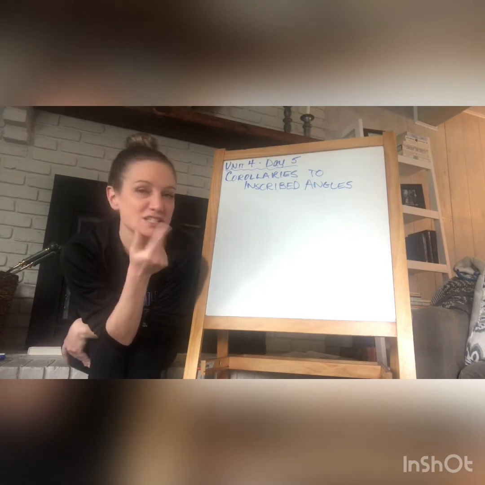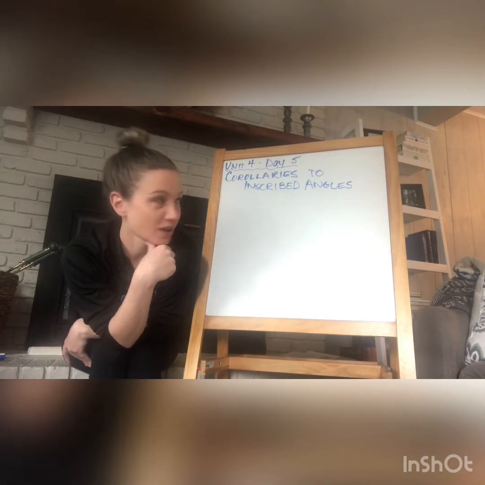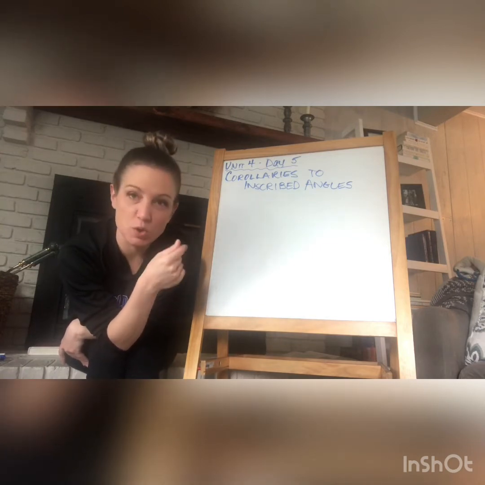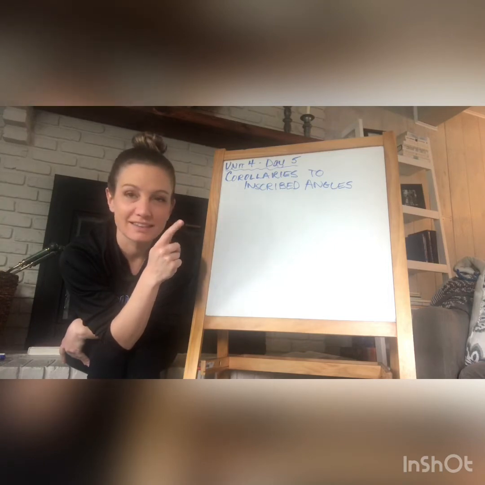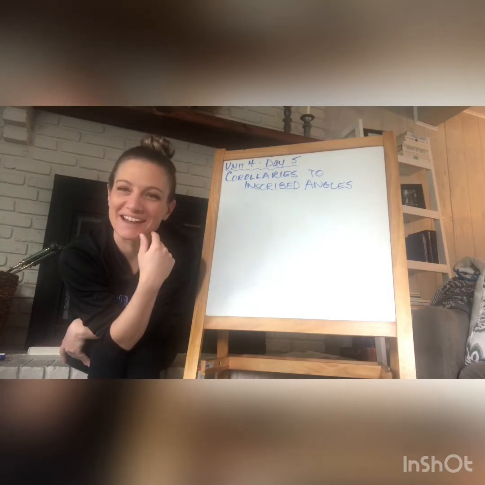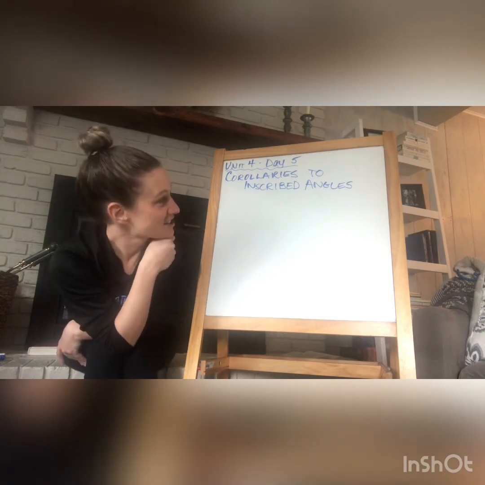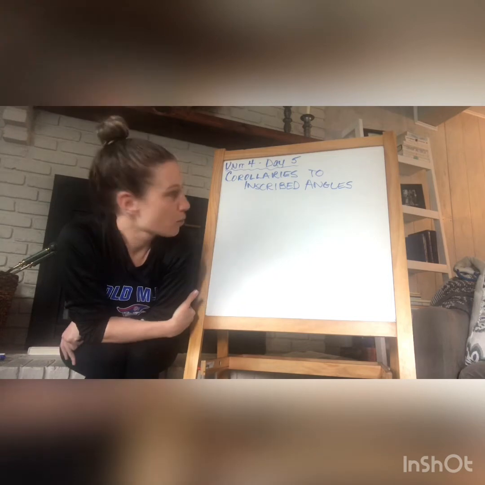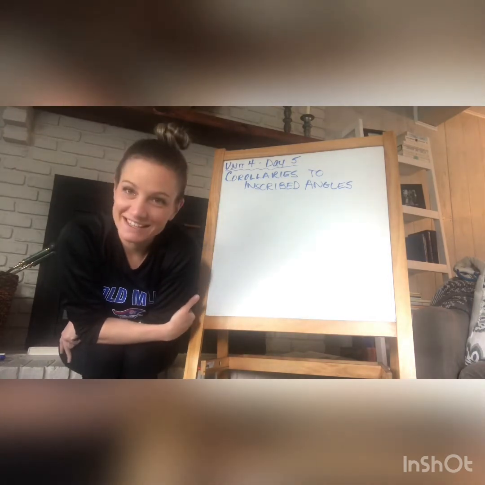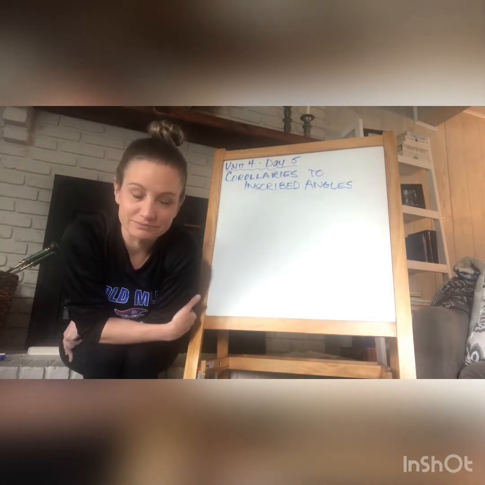Alright, so we're here. We're on day 5 of your notes. Alright, day 5. Front door. That's my alarm system. The front door's open, guys. Don't worry. So, Unit 4, day 5. You know what we're going to learn about today? We're going to learn about corollaries to inscribed angles.